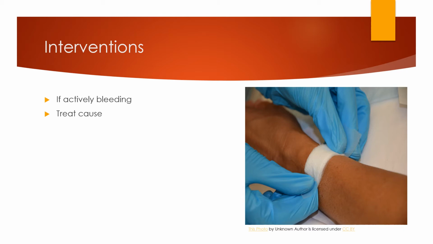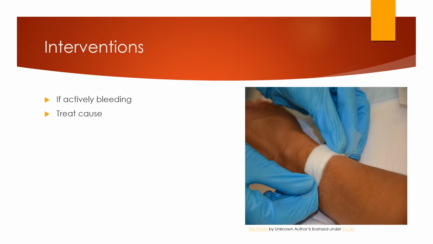We can administer an antidote, depending on what is causing the patient to bleed. A patient who is on heparin, we would then administer protamine sulfate. If a patient was on warfarin, we would give them vitamin K. If a patient is a hemophiliac and is actively bleeding, we would want to administer their factor.